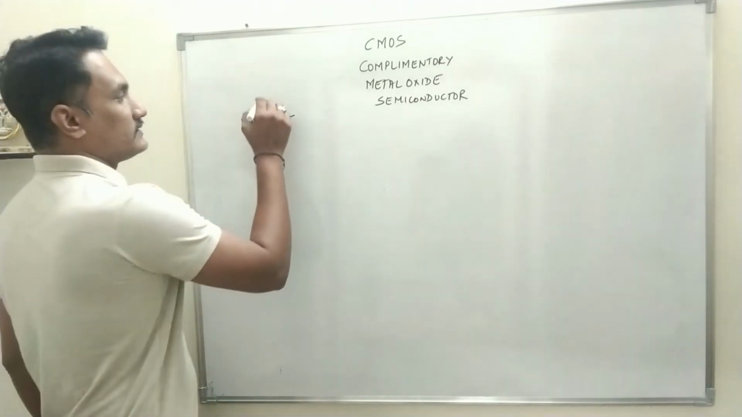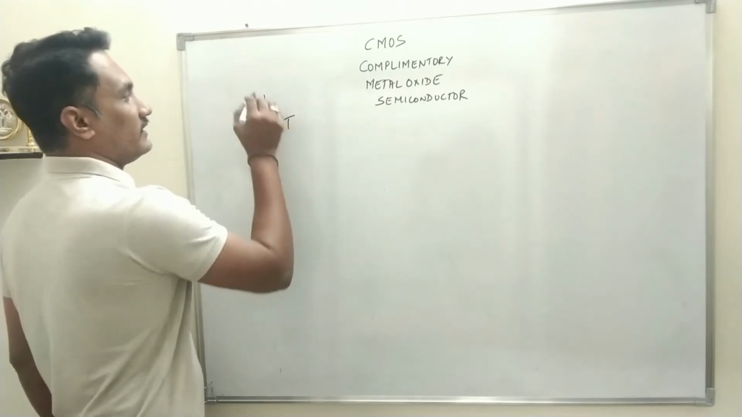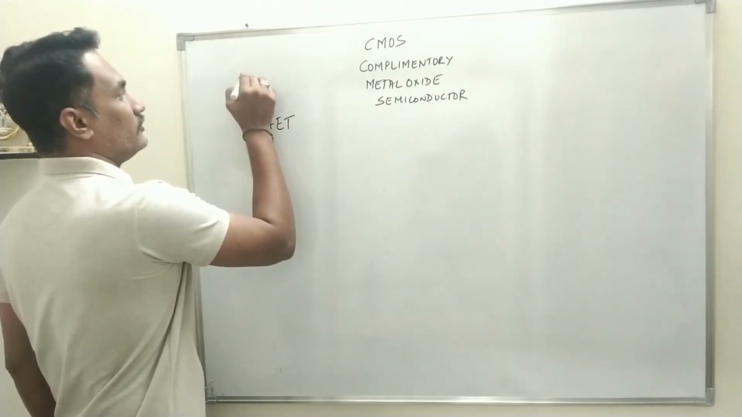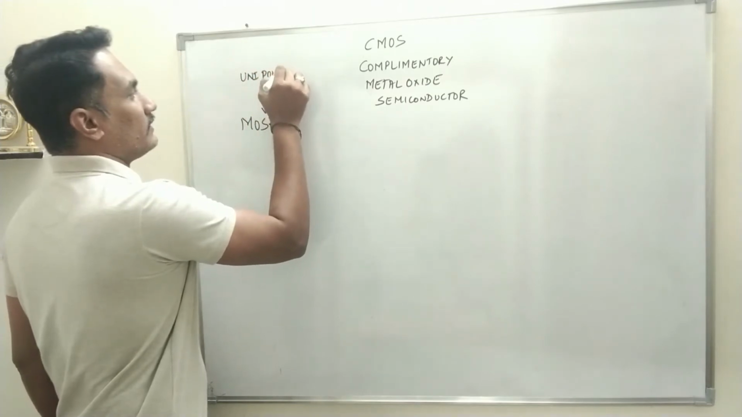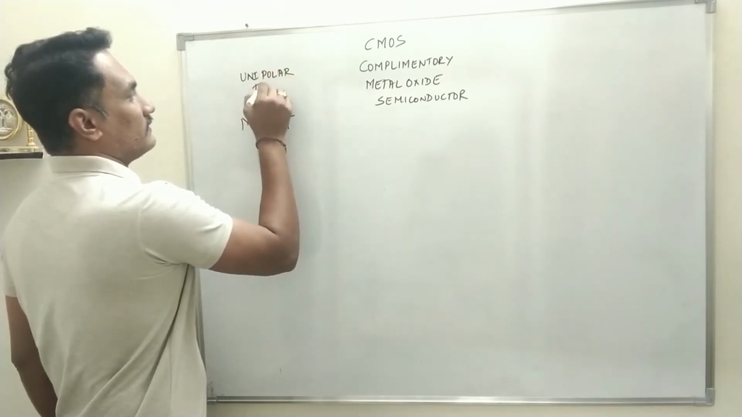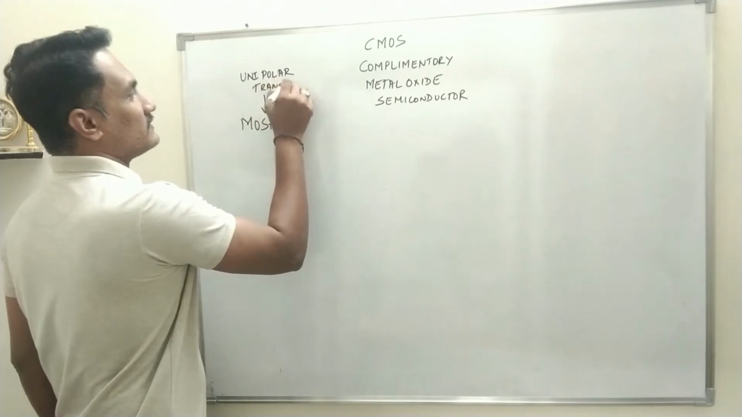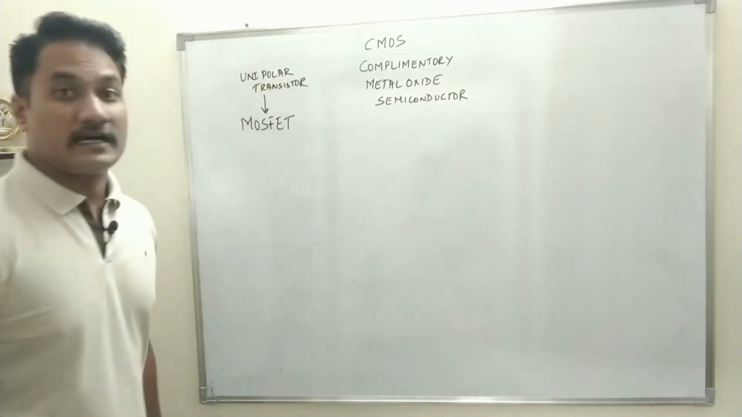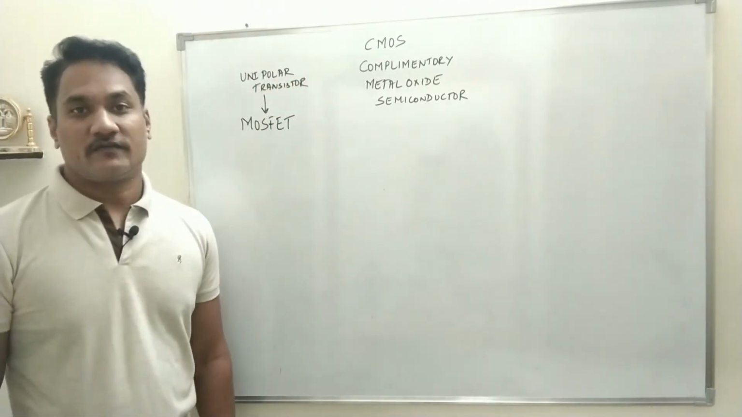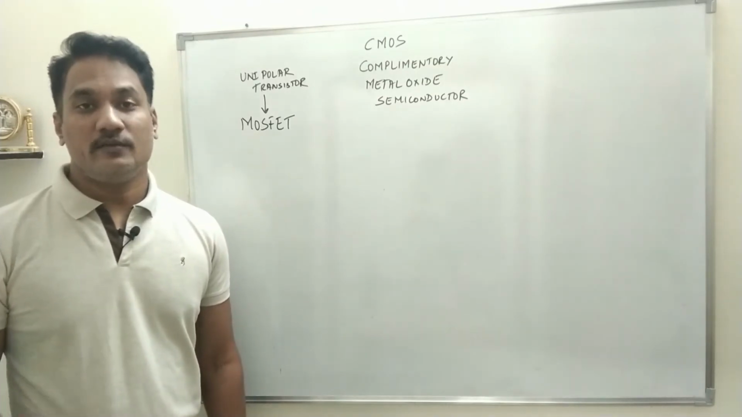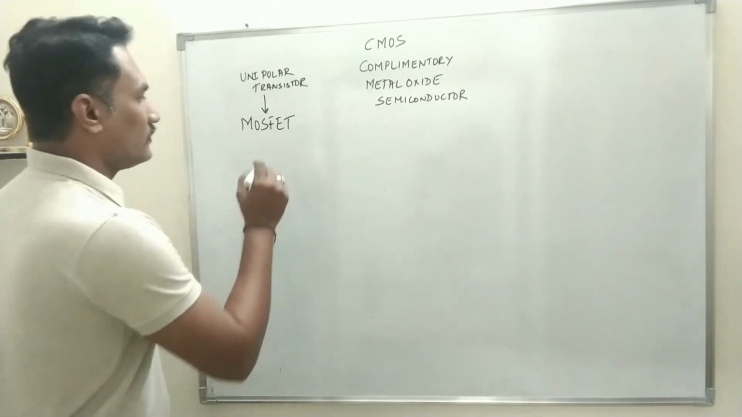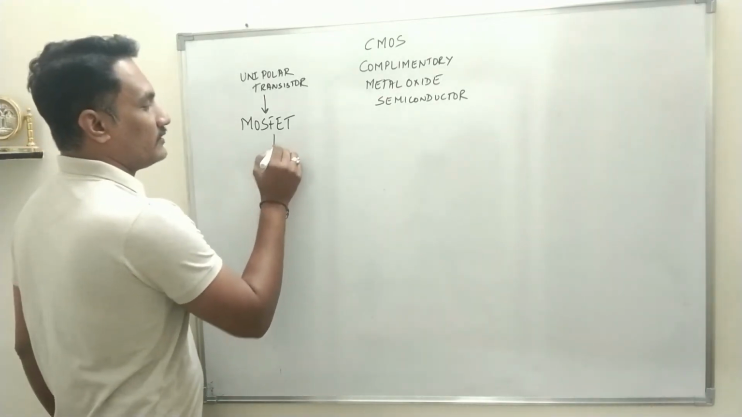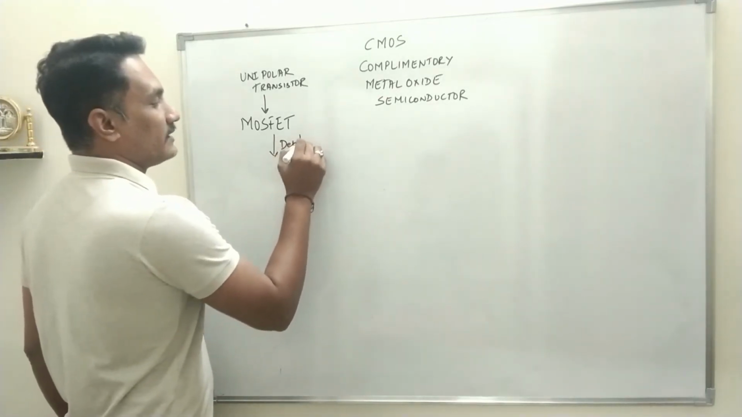This MOSFET is an example of a unipolar transistor. Unipolar transistor means current conduction in this type of transistor is because of only one charge carrier, either electrons or holes. So for MOSFET, we will try to understand the depletion type MOSFET.